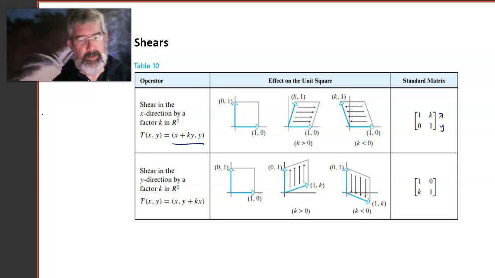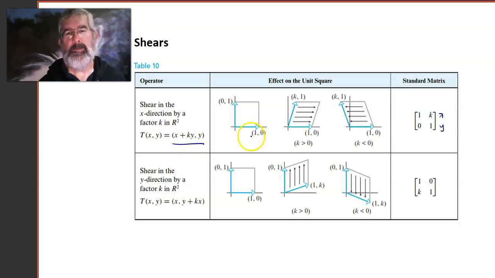So that's this: x plus ky. That is, the x coordinate is what it used to be plus k times y. Well, the bigger y is, the bigger k times y is. So things that are higher up get shifted over more.